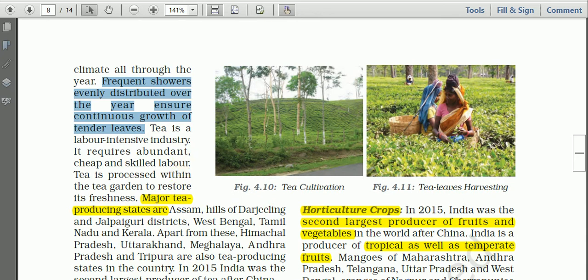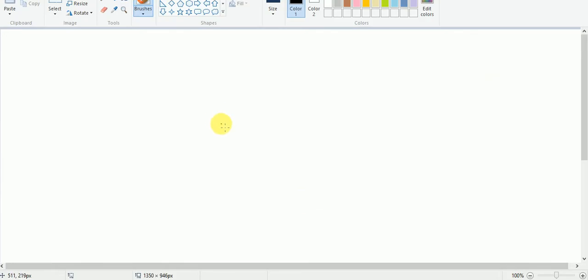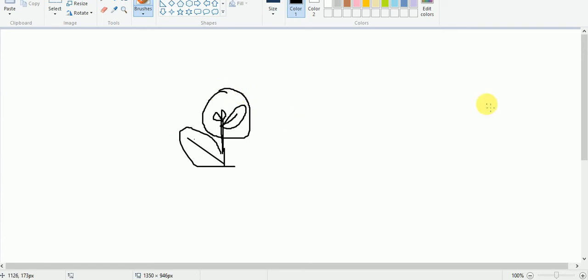Tender leaves, you know: let us say this is the tea plant, and at the top we have a bud, and another bud, and then this is the tea leaf. There are other tea leaves also, but we have to pluck only these two buds and a leaf. This is known as tender leaf: two buds and a leaf.